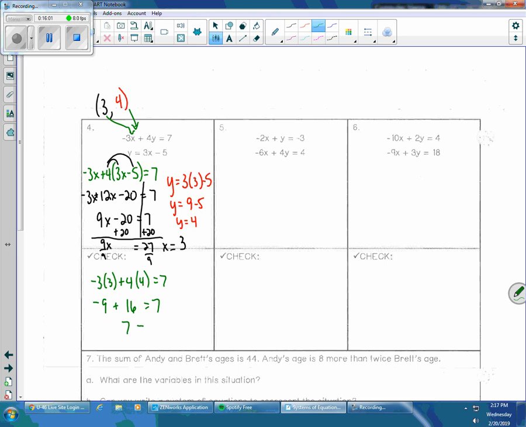And 7 equals 7, so it works. Okay, the next two are a little bit more difficult because neither one of them says what y equals or what x equals. So I have to pick one of the equations to put into slope-intercept form or solve for y before I can even start substituting.